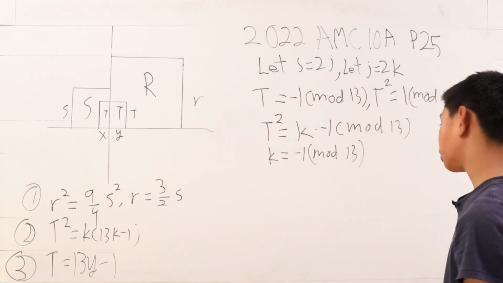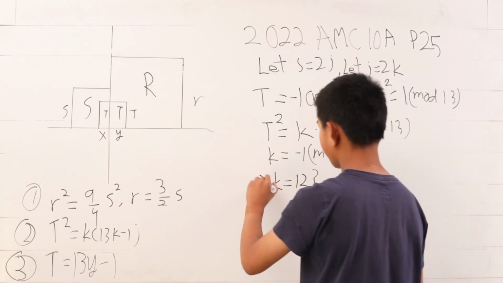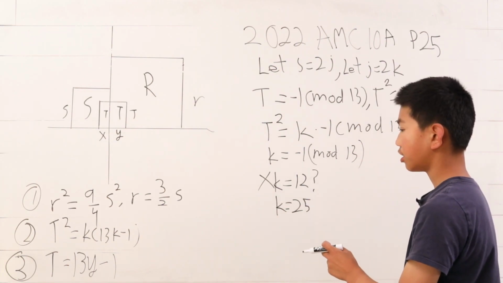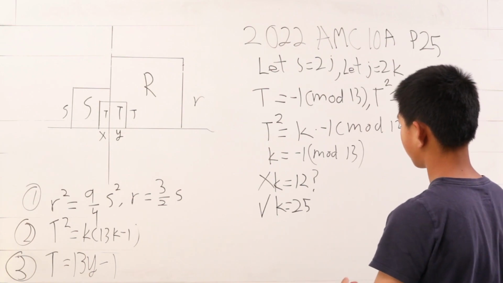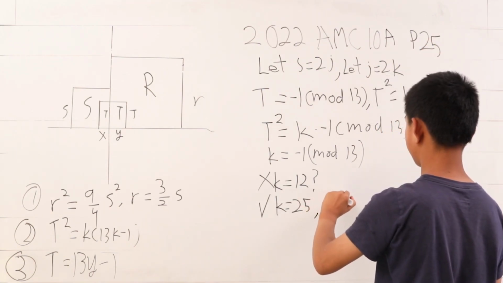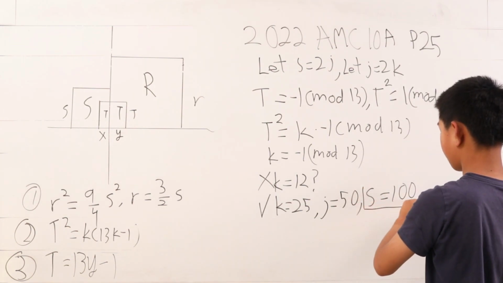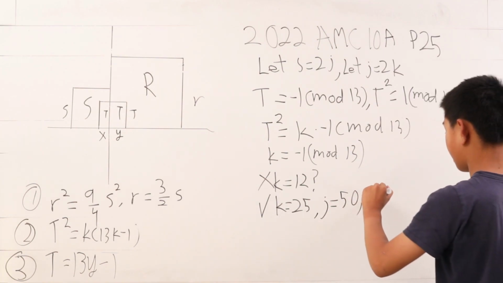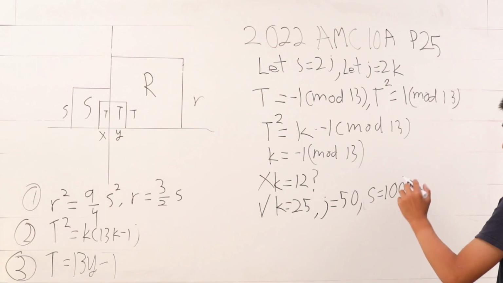Well, let's try the first multiple that's less than 13. K is equal to 12? When we plug it in, 12 is obviously not a square, so that is wrong. But now we try k is 25. 25 is a perfect square, and it's also one less than a multiple of 13. This works. K is 25. Working backwards, we let j be equal to 2k, so j is equal to 50, and s is 2j, so s is 100. We have already found one of the values here. S is equal to 100, but that is not our answer. From here, r is 3 halves s, so r is 150.